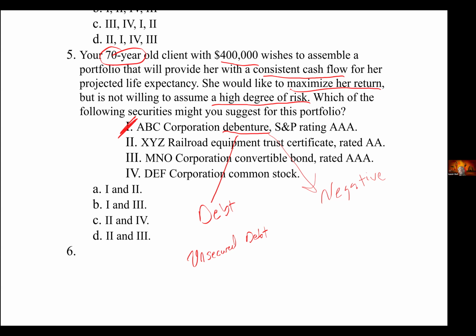So they automatically throw out 1. 2, railroad equipment trust certificate. The railroad equipment trust certificate 2, that is secured.